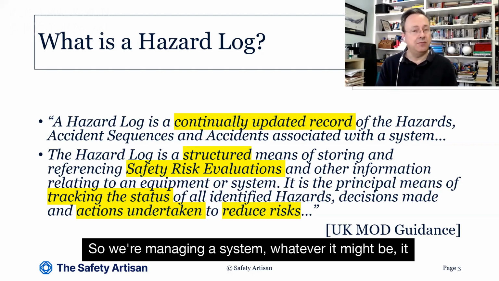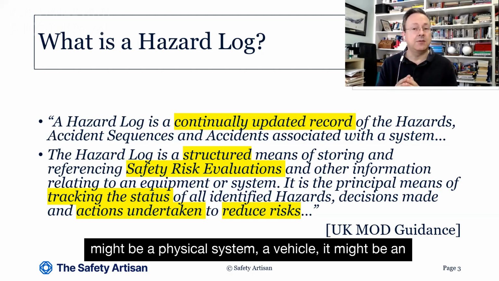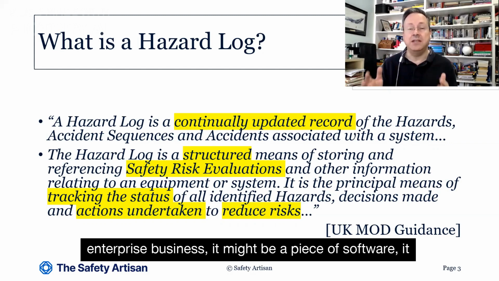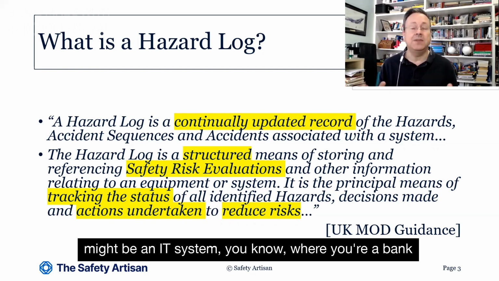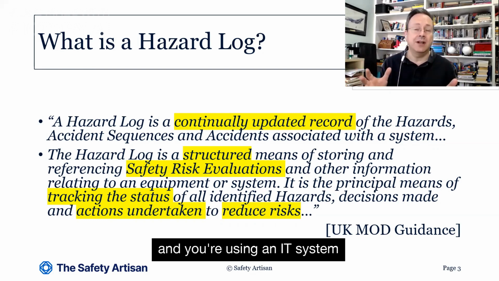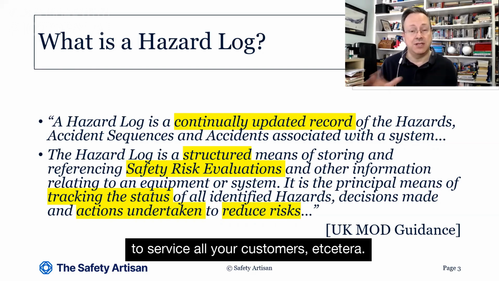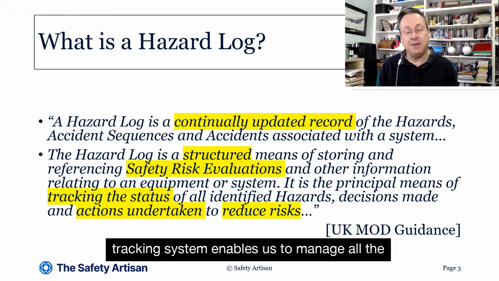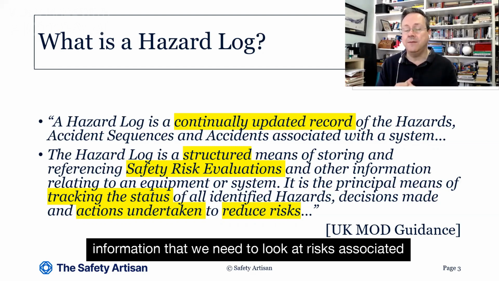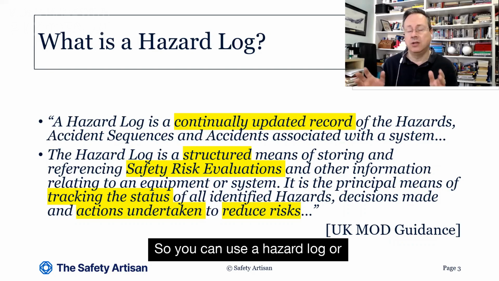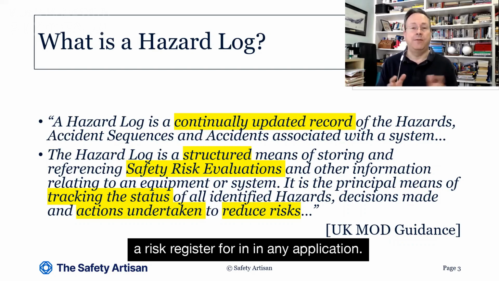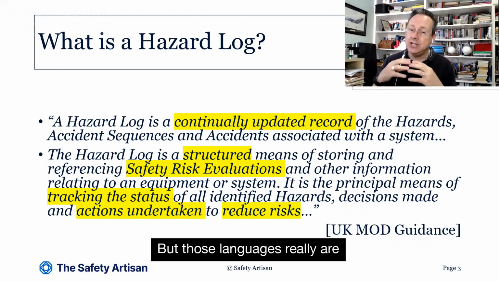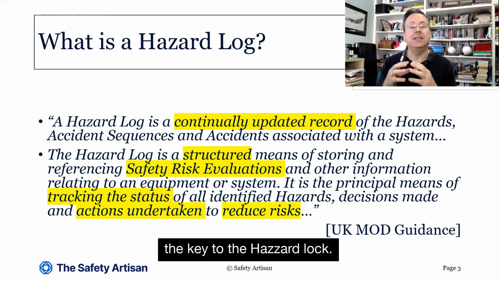So we're managing a system, whatever it might be. It might be a physical system, a vehicle. It might be an enterprise, a business. It might be a piece of software. It might be an IT system. You know, you're a bank and you're using an IT system to service all your customers, etc. So it could be any one of those things. And the hazard tracking system enables us to manage all the information that we need to look at risks associated with that system. So you can use a hazard log or a risk register in any application. But those linkages really are the key to the hazard log.